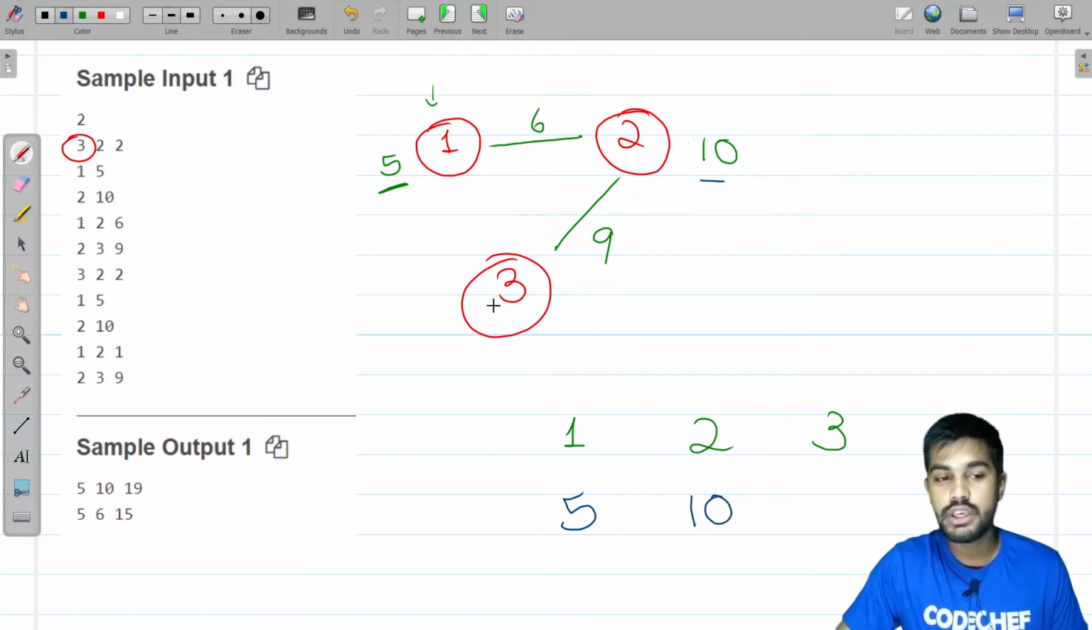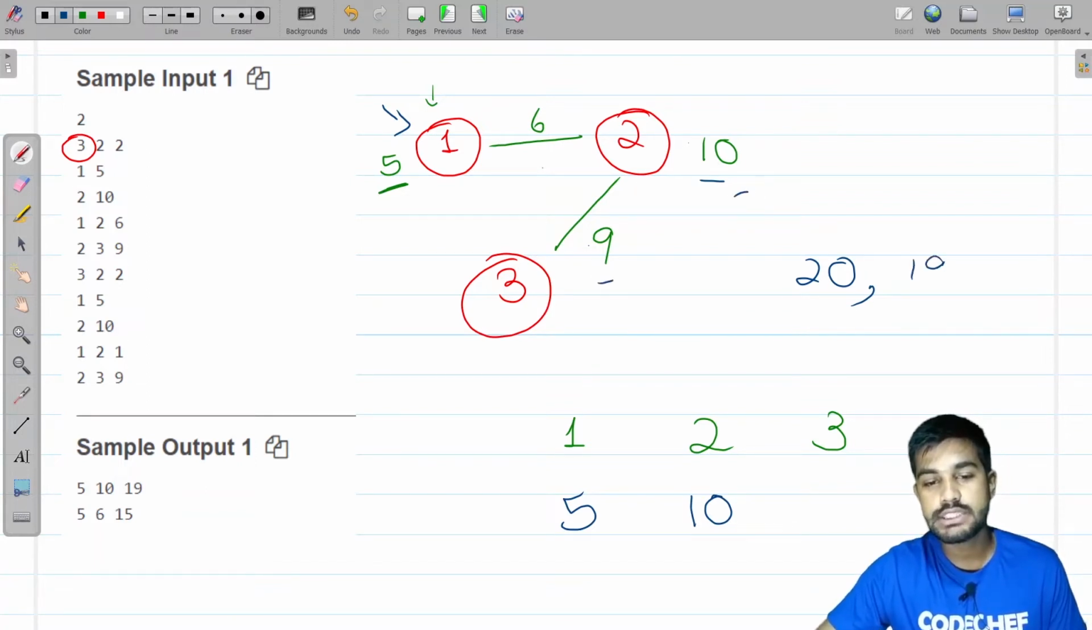And then 3. If we test the sample in this city, then the cost would be 9 plus 6, 15. 15 plus 5 would be 20. From 3, we go to 2 and then 9 plus 10, which is 19. So the answer would be 5, 10 and 19 itself.